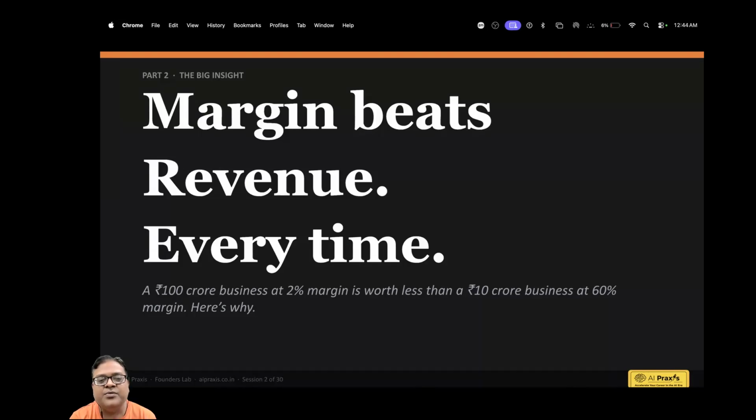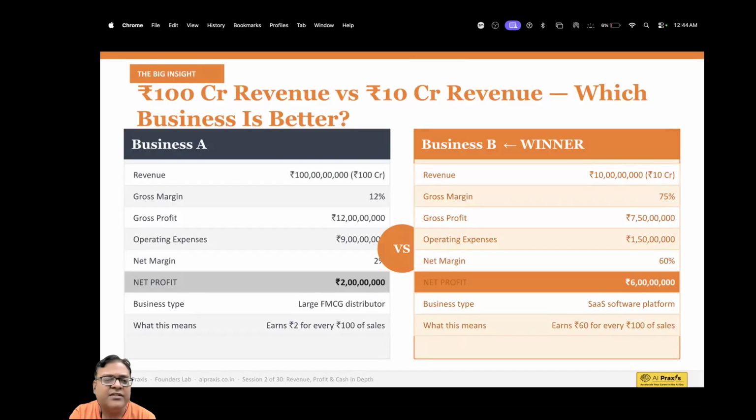So the big insight that we actually learn is margins beat revenues, and that's every time. Take an example of two companies, two businesses. Business A, which generates a revenue of 100 crore rupees at 2% margin, is worth less than a 10 crore business, which means the revenue is just 1/10 of A at 60% margin. And the reason is very simple. You have now learned the math.